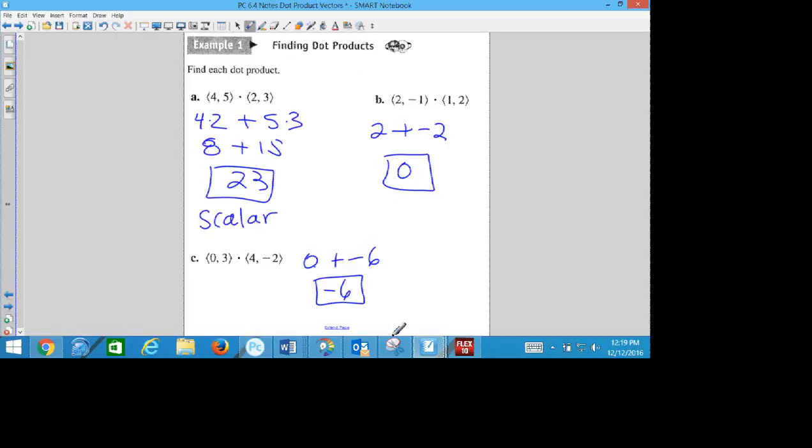So when you do the dot product, sometimes you could get 0, sometimes you could get negative numbers. They are scalars. They're not vectors. Any questions about these 3 examples?